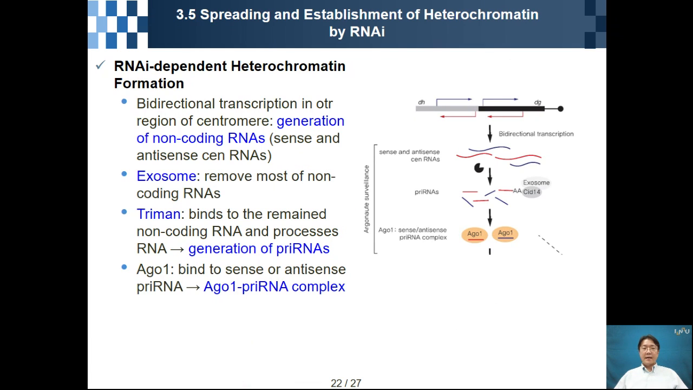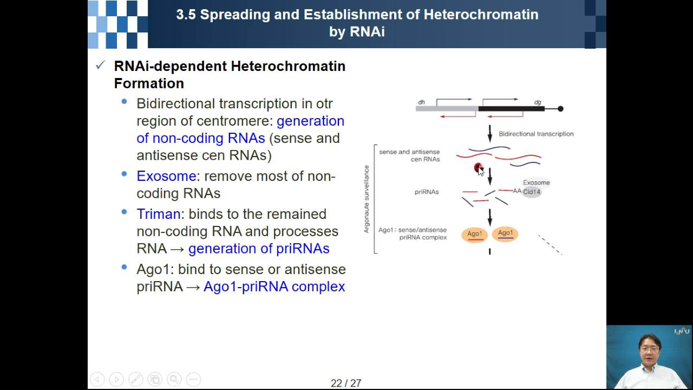So in this slide, I will remind you of the RNAi-dependent heterochromatin formation mechanism. Usually the bidirectional transcription happens in the otr region of the centromere. For example, the dh and dg sequences compose the otr region of the centromere. After that, it will generate non-coding RNAs. One is the sense, the other is the antisense non-coding RNA.